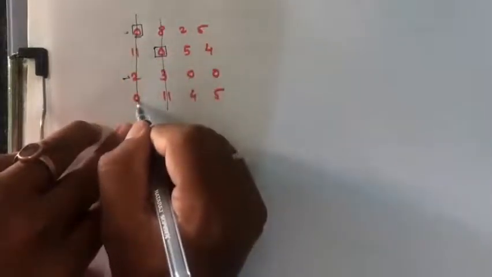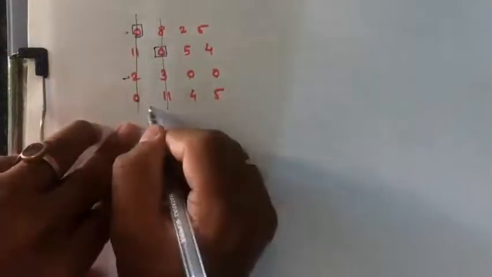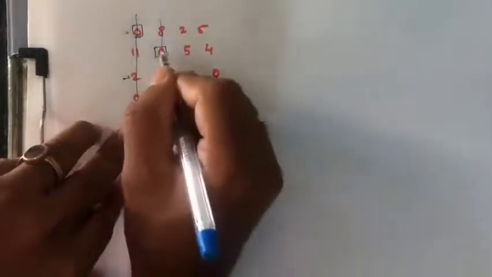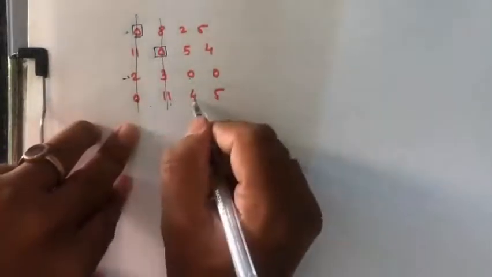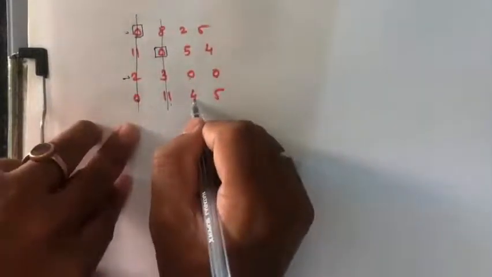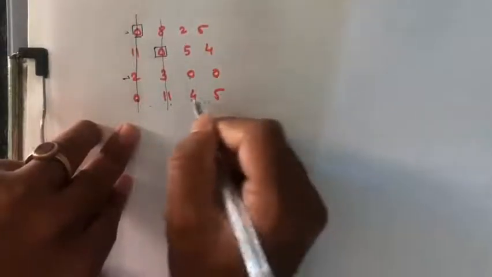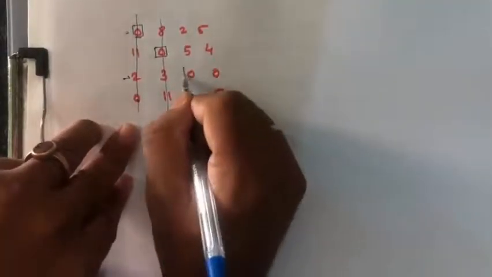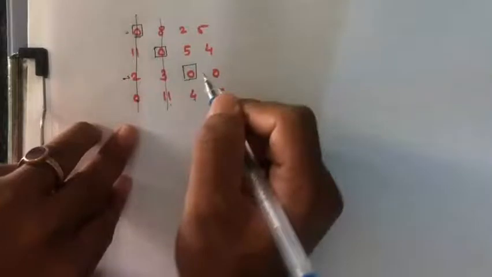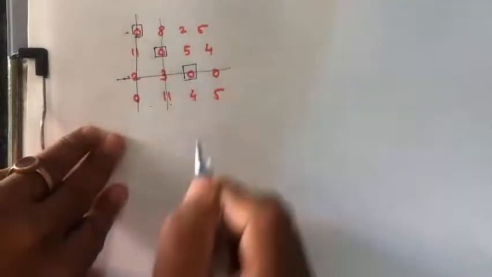Now we go for the column scanning. In the first column, all the zeros are already cancelled. For the second column, the 0 is cancelled. Now we go for the third column, where there is only one 0, so we mark it with a square and draw the horizontal line passing through that 0.